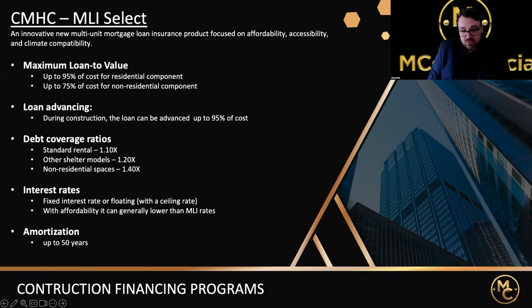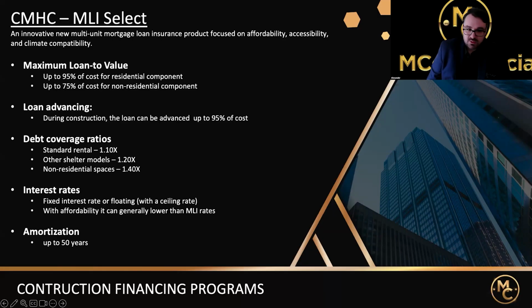Debt service coverage ratios are also reduced. You'll be able to get 1.1 for standard rental or 1.2 for other shelter models, such as seniors residence, student housing, single room occupancy, which could also be done in MLI Select. And your non-residential space will be calculated at 1.4.